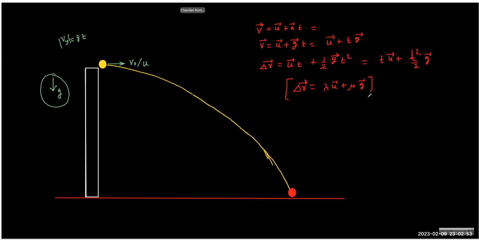Here lambda and mu are scalar variables. What is a scalar variable? Time is a scalar and it is variable. So here lambda and mu are scalar variables, which means this triangle will have different lengths of sides as time changes. In simple terms, as time progresses, the two vectors will change their dimensions.